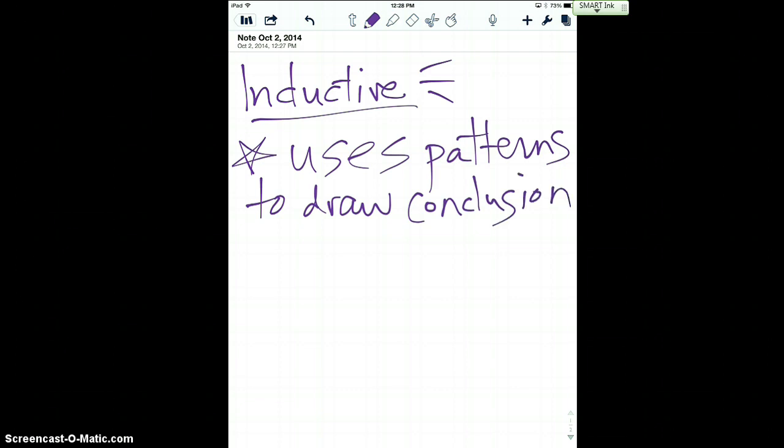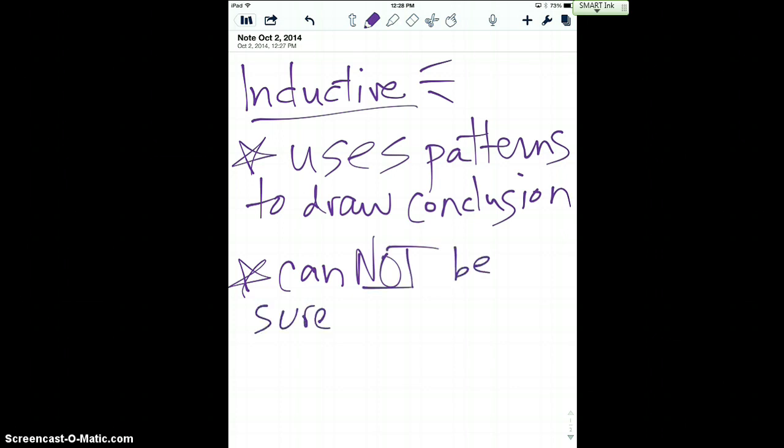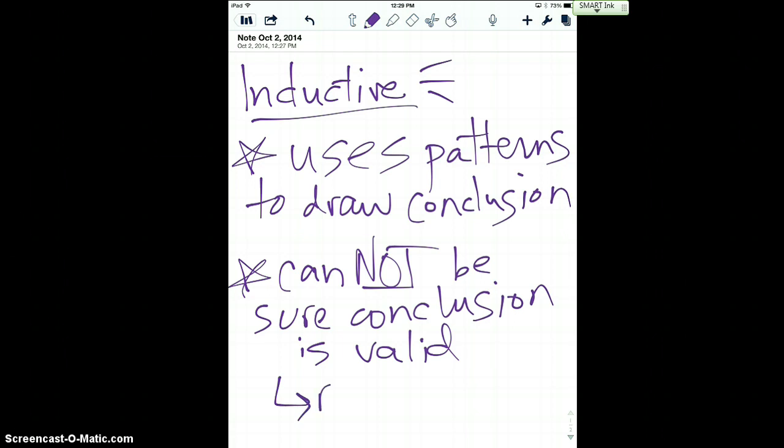Another thing with inductive reasoning is that you cannot be sure that the conclusion is actually valid. It's just kind of out there. This is why the result is often called just a conjecture. So I'm just going to arrow it and say the result is known as a conjecture. You're making a conjecture.